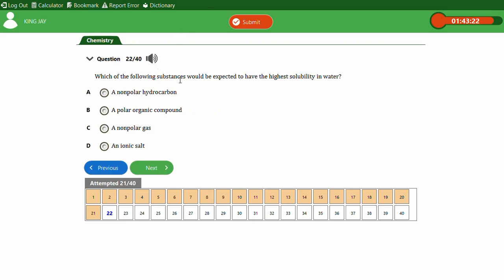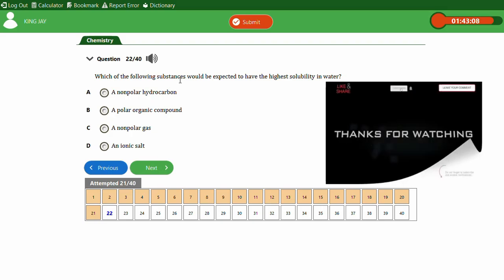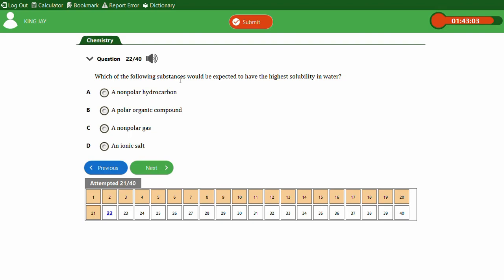Question 22. Which of the following substances would be expected to have the highest solubility in water? A. A non-polar hydrocarbon, no. B. A polar organic compound, no. C. A non-polar gas, no. D. An ionic salt. Yeah, an ionic salt will be expected to have the highest solubility in water. Sorry guys.